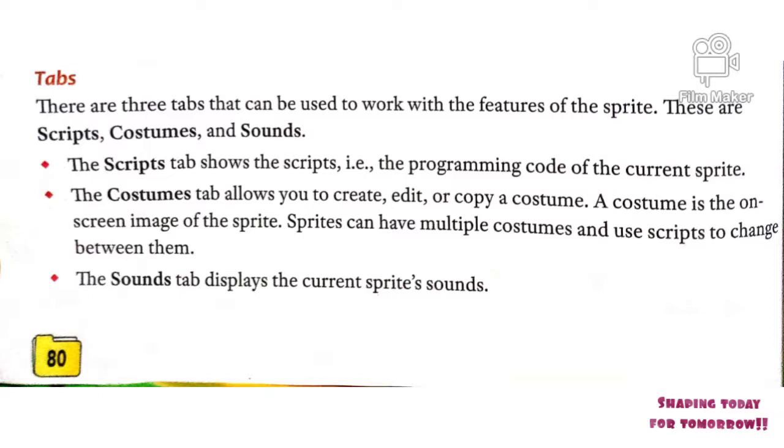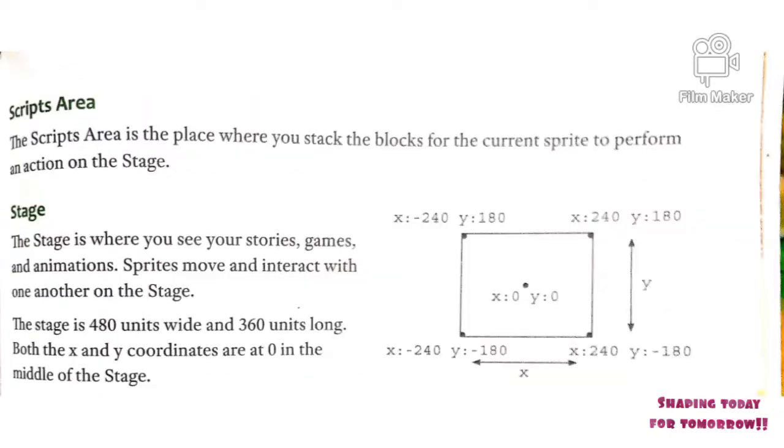Now the third point is the sound tab displays the current sprite's sound. So students, in the sound tab you can see the sprite sound. Okay. Now the next topic is script area. The script area is the place where you stack the blocks for the current sprite to perform an action on the stage. So students, script area is a place where you have to collect various types of blocks for the actions that you want your sprite to perform on the stage.